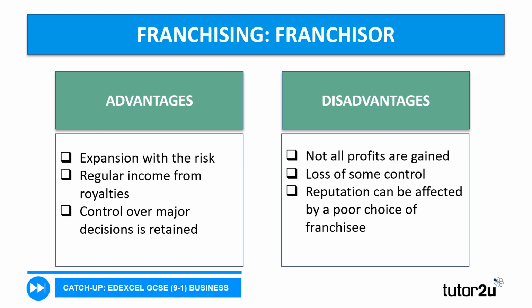Looking at the disadvantages, the franchisor would, however, obviously not receive all the profits because they receive regular income from the royalties, as already discussed. They would also lose some day-to-day control over decision-making, which would fall in the hands of the franchisee. Finally, their reputation could be affected if they make a poor choice of franchisee, because remember, the franchisee would be operating under their name, so any bad decisions that that franchisee made could reflect on the business negatively.